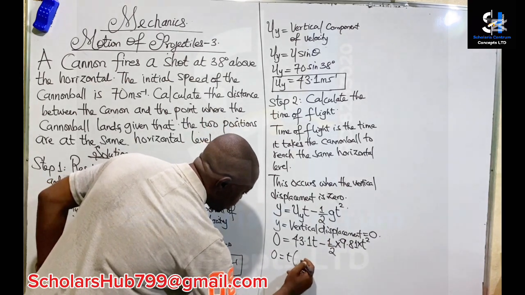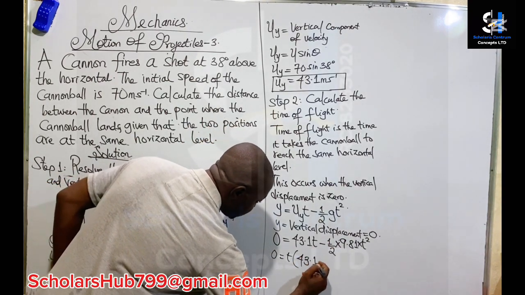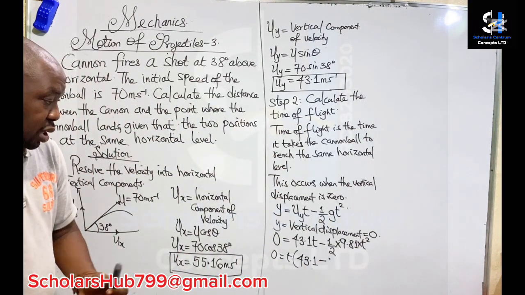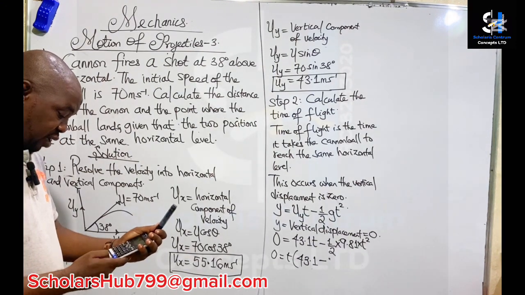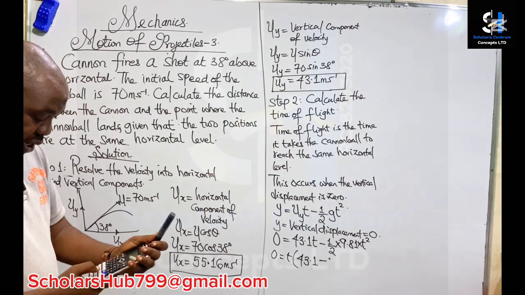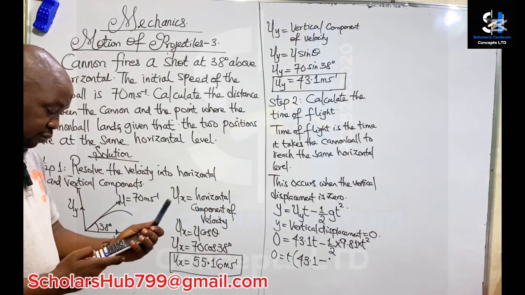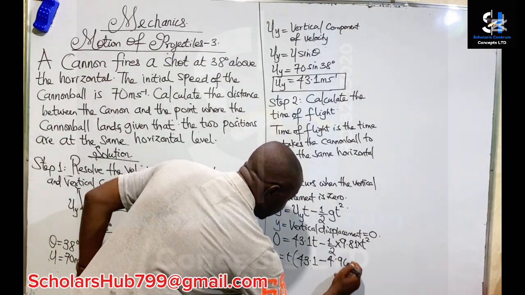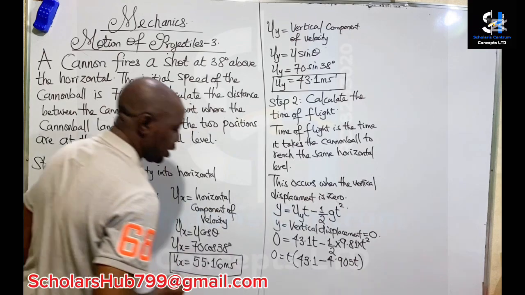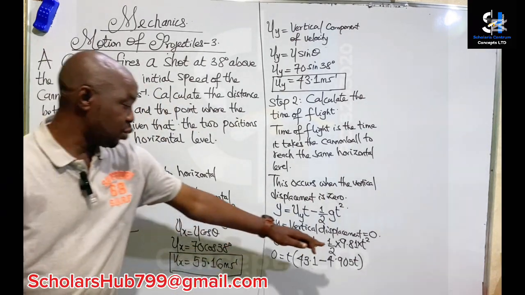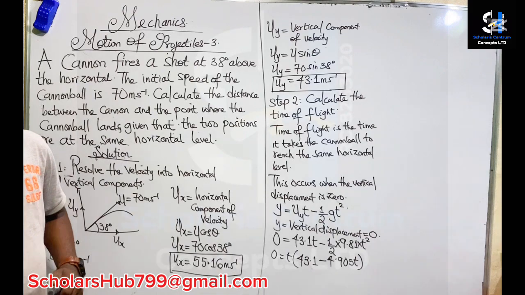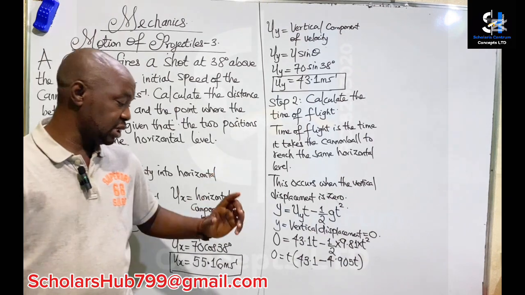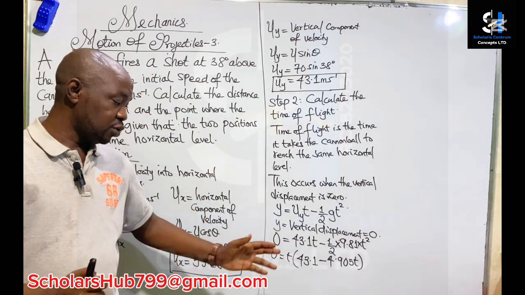Yes, in this case, we can just factor out. This will be 0 equals t open parenthesis 43.1 minus 9.81 divided by 2, that would be 4.905, then multiply by t. Yes, because here we have a quadratic equation. Of course there will be two values of t, but in this case we need to neglect the value of t equals to 0.